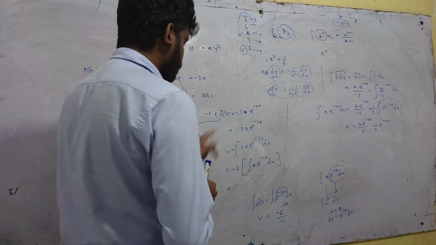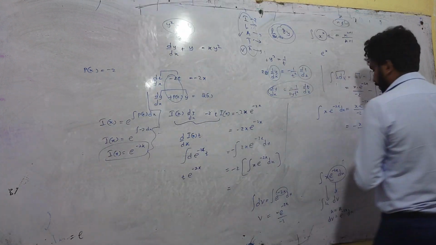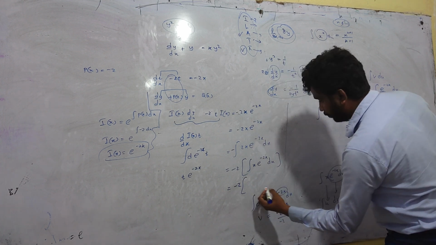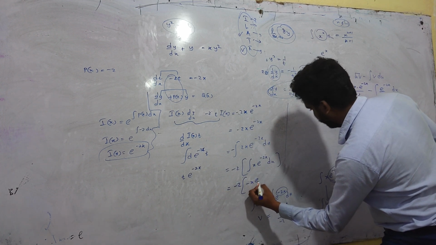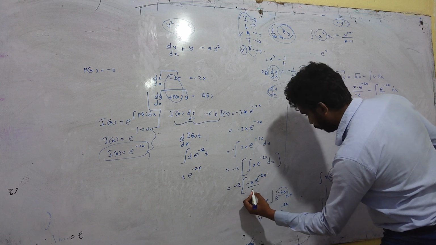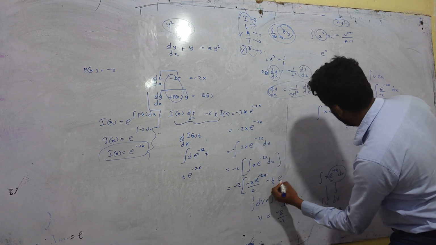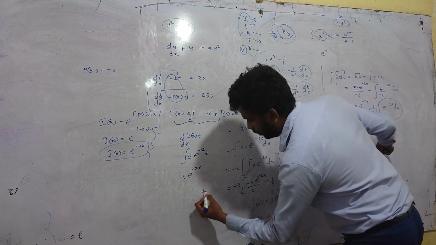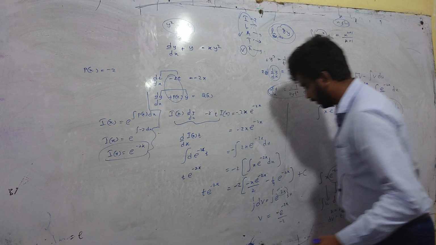That's it. We found that. We have any constant here. Minus 2 into minus x e to the power minus 2x over 2 minus 1/4 e to the power minus 2x. Then C t e to the power minus 2.